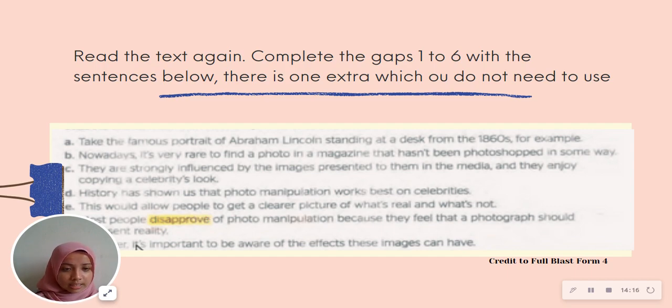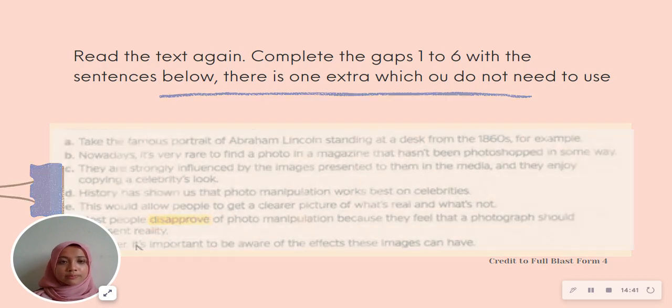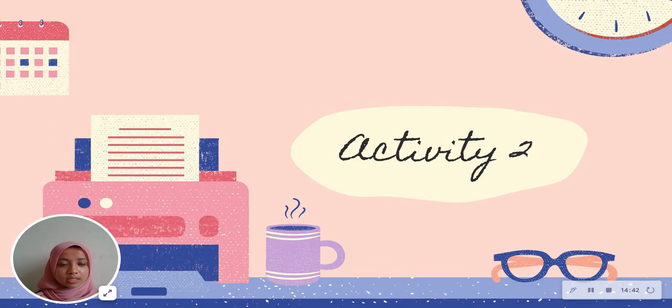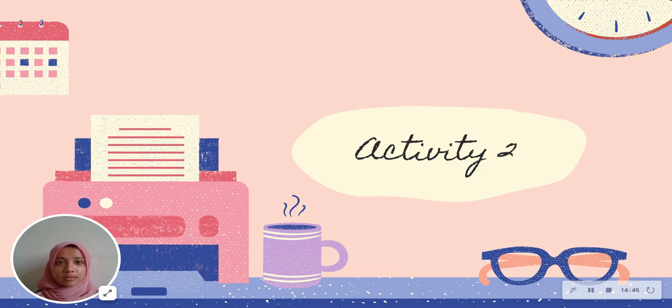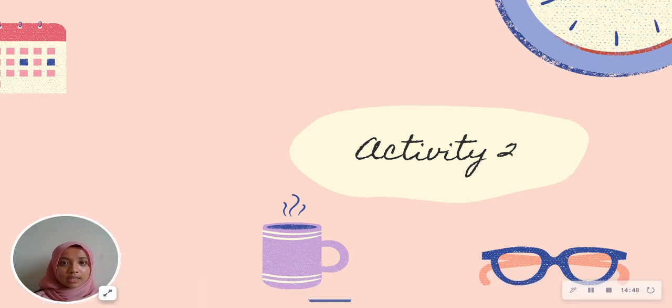So I repeat it again. The order of the complete sentences is B, D, A, G, C, and E. Make sure you write it in your notebook so that you can check your answer against what you have written before. Okay, so next, after we're done with the first activity, we will continue with the second activity.